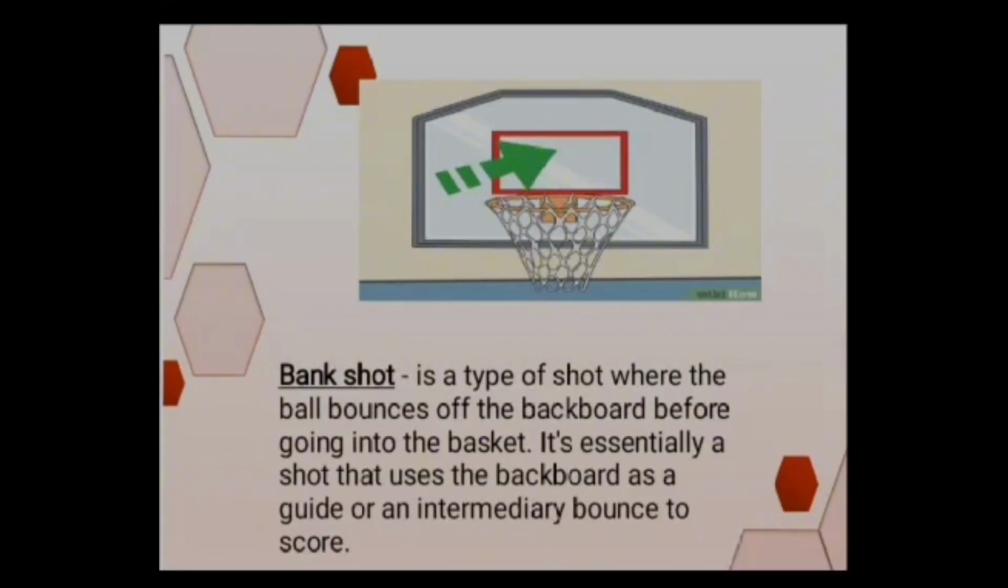Next is a bank shot. It's a type of shot where the ball bounces off the backboard before going into the basket. It's essentially a shot that uses the backboard as a guide or an intermediary bounce to score.